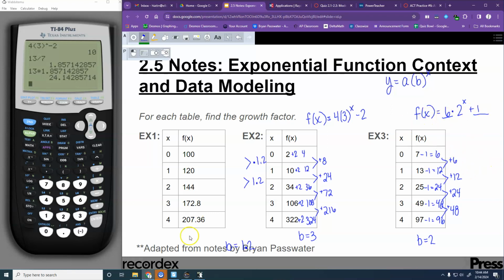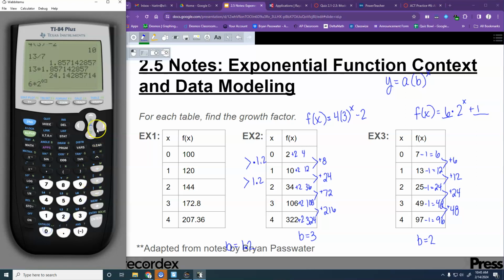And whenever you get your equation, check your answers. Do 6 times 2 to the 0 plus 1. Make sure that you get what is in the table there. And that's what we've got. And then we can plug in 1 and 2. You probably want to check a few.